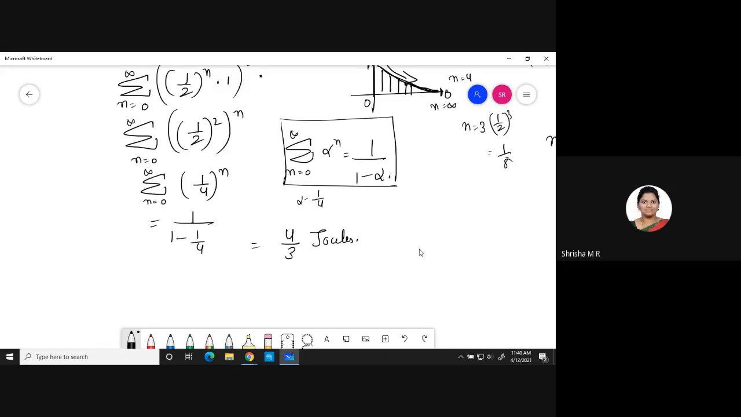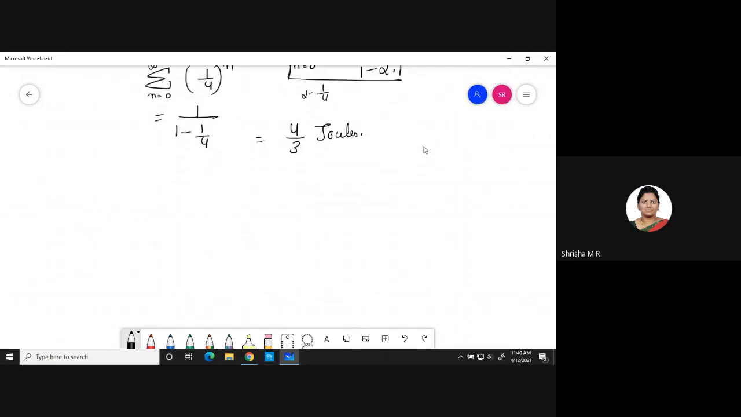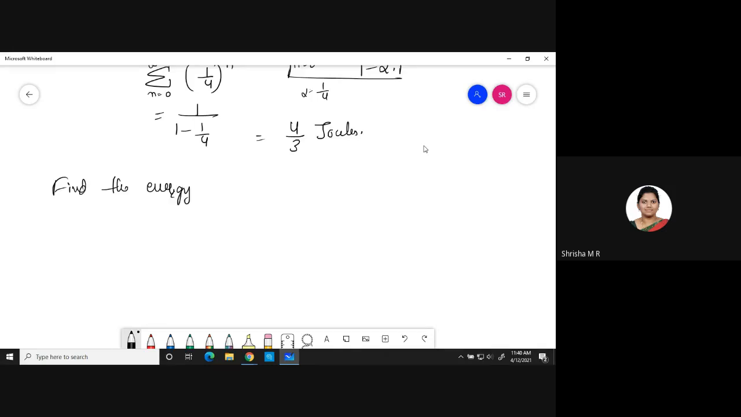So we'll solve one more problem. Find the energy of x of t. Your x of t is nothing but a rectangular signal, x of t is rect of t by t naught. It's a rectangular signal, so you have t naught by 2 here and minus t naught by 2 here.